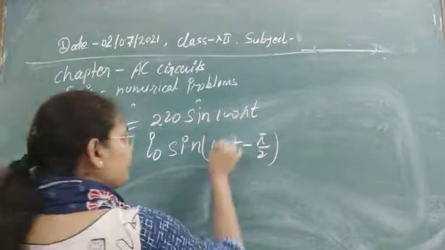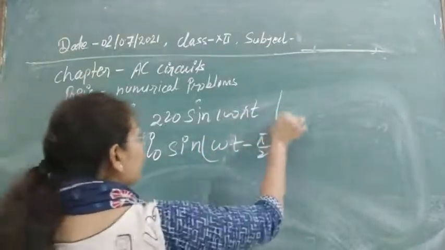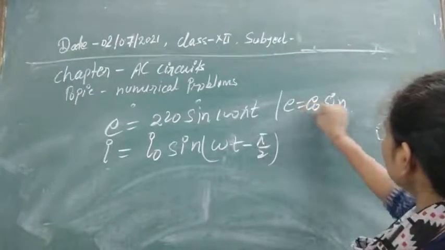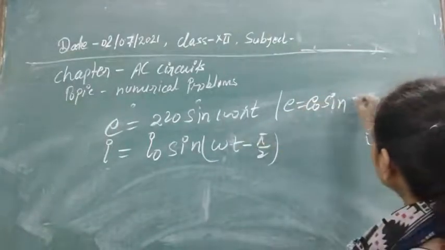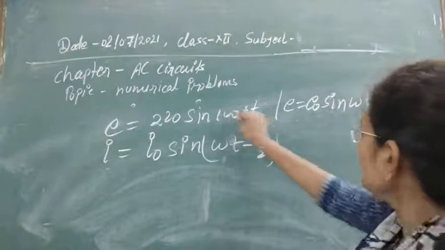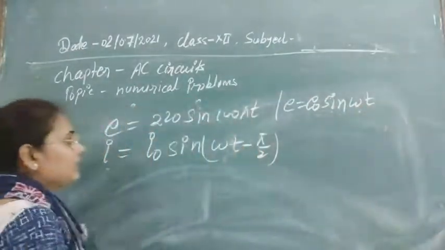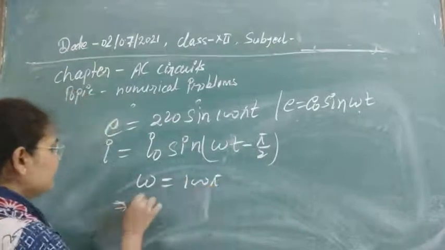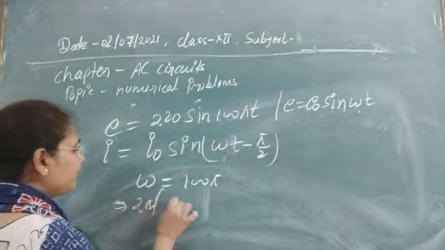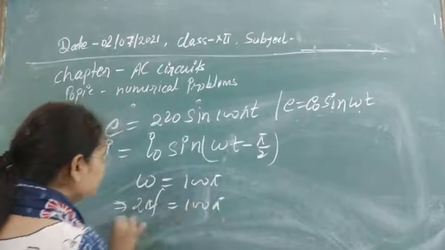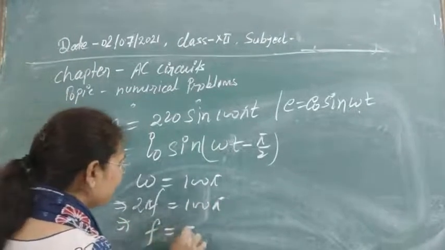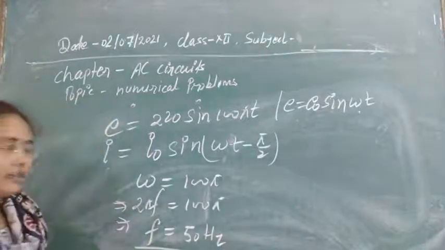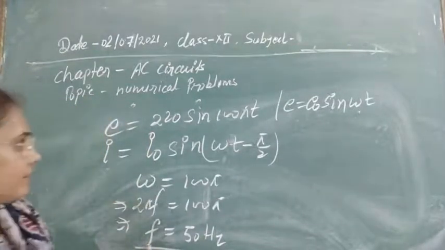Now if we compare these two equations with the standard equation, E is equal to E0 sine omega t, then from here omega is equal to 100 pi, and we know that omega is given by 2 pi f. So 2 pi f is equal to 100 pi, and from here if you calculate f, its value is obtained to be 50 hertz. So the first thing, the frequency of the circuit, is 50 hertz.